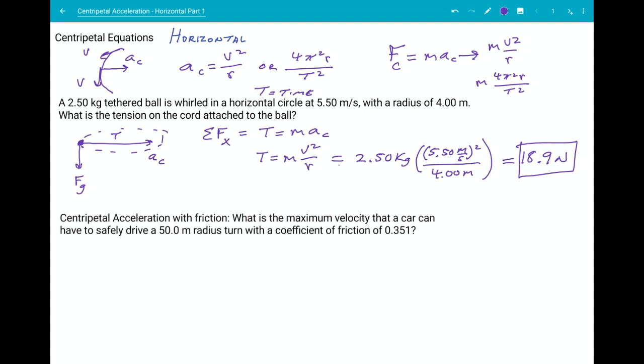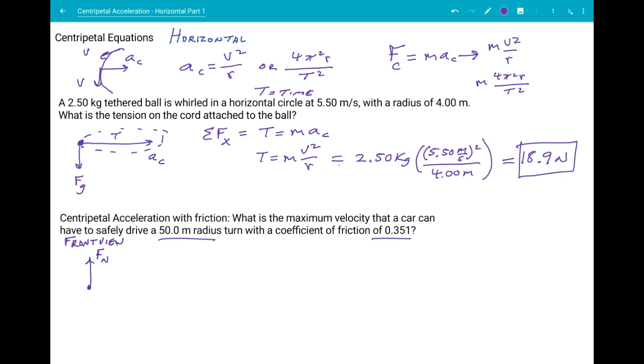Now let's consider a car going around a turn. That's our second problem. And here we have friction. Things are a little bit different and there are things we need to talk about. First of all, this particular car is going to go around a radius that's 50 meters, and it has a coefficient of friction of 0.351. Let's start with a free body diagram so we can get an idea of what we're doing.